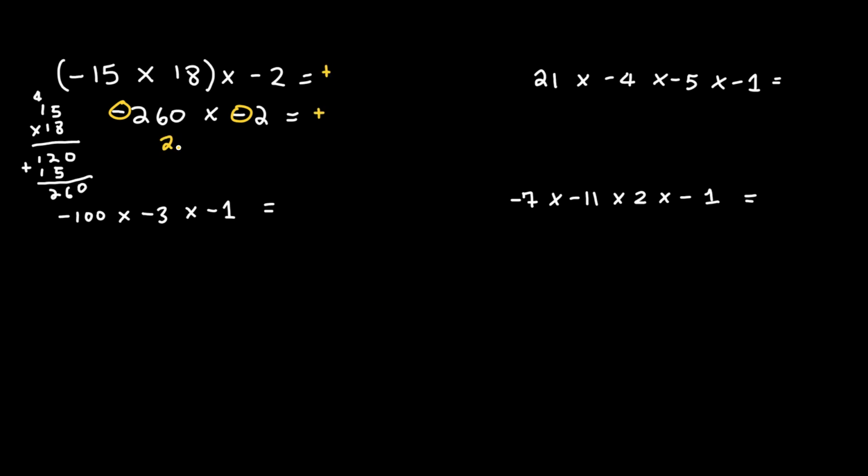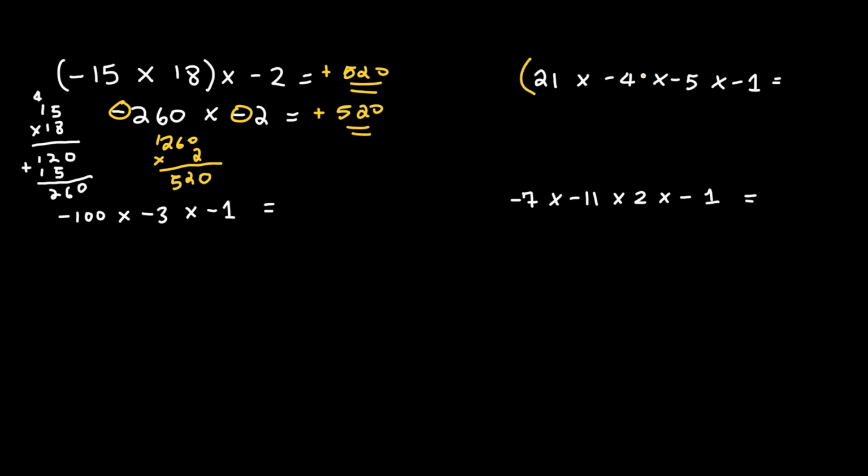Let's take 260 times 2. 2 times 0 is 0. 2 times 6 is 12. 2 times 2 is 4 plus 1, it's 5. Final answer, 520. Alright, the next problem.